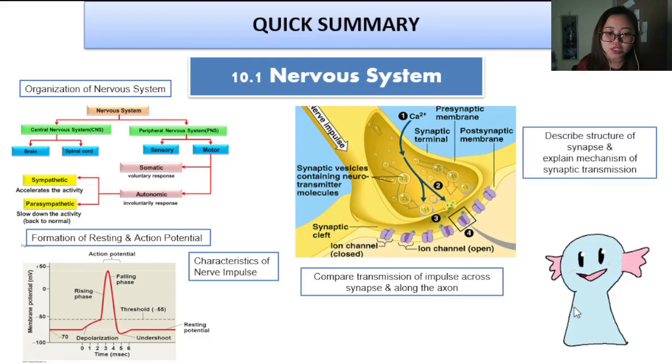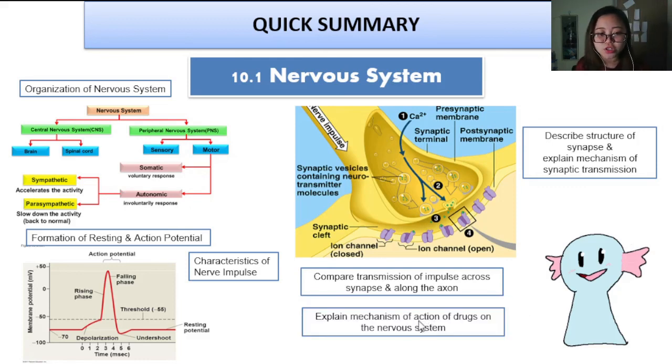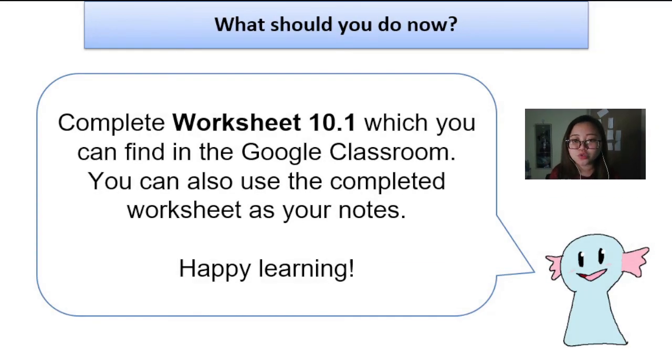And last but not least, you were able to compare transmission of impulse across the synapse and along the axons and explain the mechanism of action of drugs on the nervous system. So it's quite a lot in 10.1. I do hope you take your time using the worksheets and all the available resources to learn. And that brings us to what you should do now.